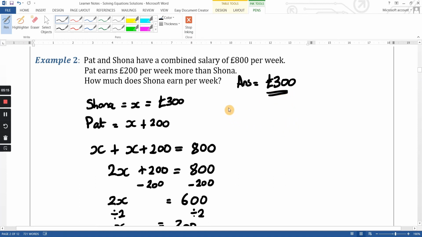They could very easily have said, how much does Pat earn? If it did ask that, you just substitute in the value, and you'll get 300 plus 200, which is £500. You can check whether you've done it right as well: 500 plus 300 gives you the 800 that they were talking about. So it does make sense. It's a really good way of figuring out how to do various problems, especially in the exam. If you have an unknown value or multiple unknown values, you can very easily use algebra to work it out.